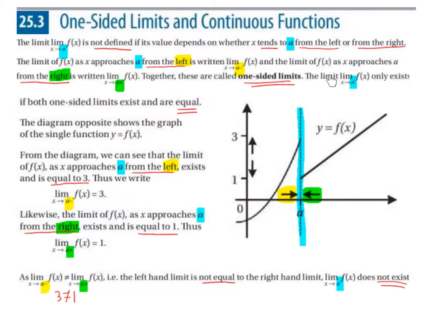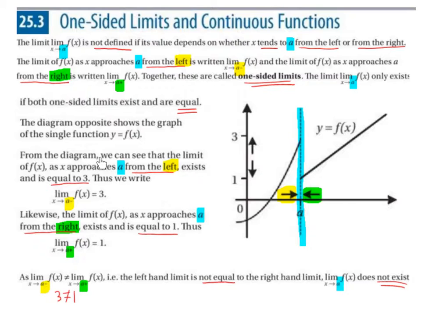The limit of f(x) as x approaches a only exists if both one-sided limits exist and are equal. The diagram opposite shows the graph of the single function y equals f(x).